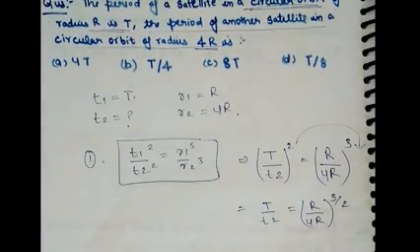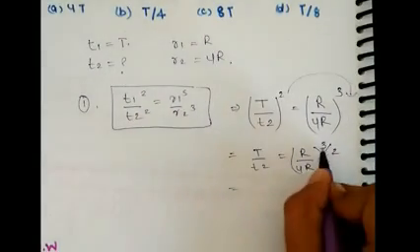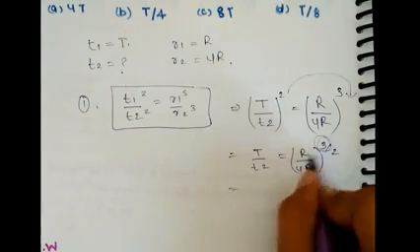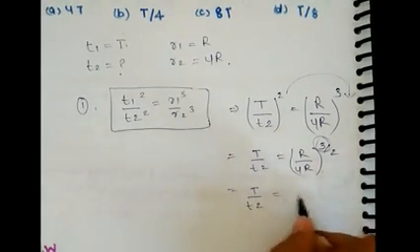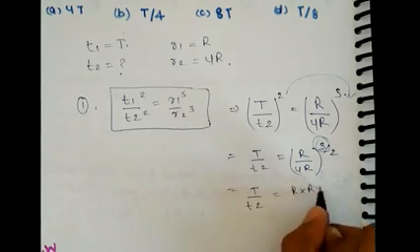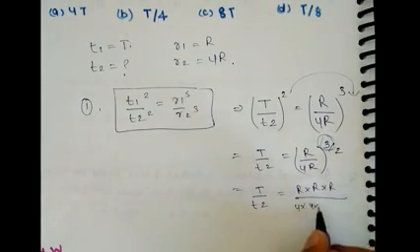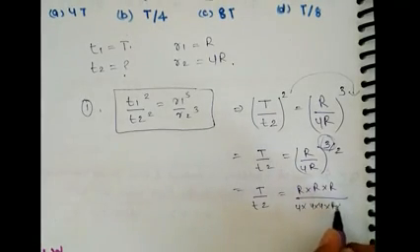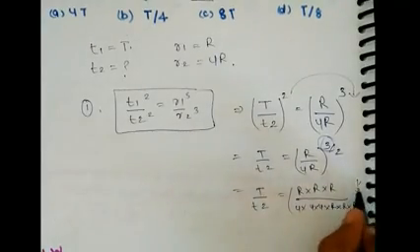Now this is our second step. Now what we are going to do is just solve this. So what will be our first step? We will cube it. So T upon T2 equal to R into R into R by 4 into 4 into 4, then again R into R into R, and it will be power half.